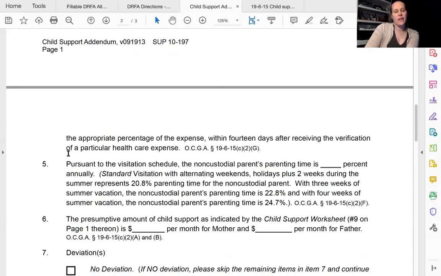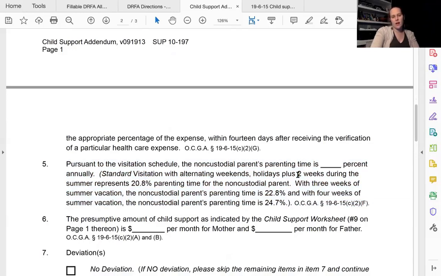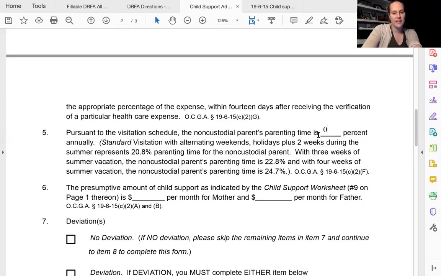And then, this is for parenting time deviation. For most cases, if the parents have every other weekend and holidays, that's what this says here, the percentage is 20.8. So that's what we'll see most often. If a parent, because of a TPO, is getting no time, then it's 0, right? So, do your best to estimate that. It gives you a couple of different choices here.